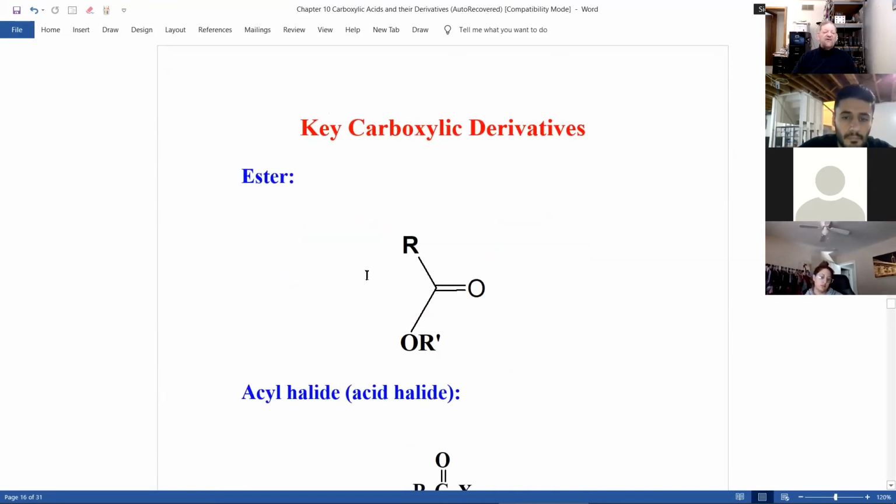All right. First one we'll talk about is an ester. And an ester has an R group, carbonyl, oxygen, and then on the oxygen, there are carbons we call R prime. And that's an ester.